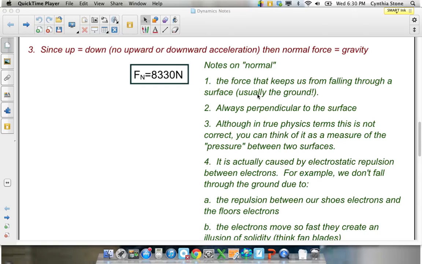It's not really a force. Well, it is a force, but it's not a real thing. What it is, is just that our electrons repel the electrons in the ground. And so it's really an electric force, but we call it normal. The thing to remember is it's always perpendicular to the surface.